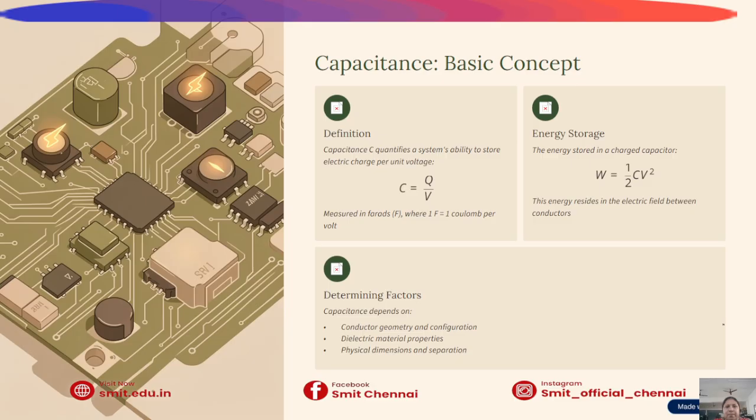Next we see about the capacitance and its basic concept. Capacitance is defined as the ability of a system to store electric charge per unit potential difference between conductors. It is mathematically expressed as C = Q/V, where Q is the charge stored and V is the applied voltage. The unit of capacitance is farad, which represents 1 coulomb of charge stored per volt of potential difference.